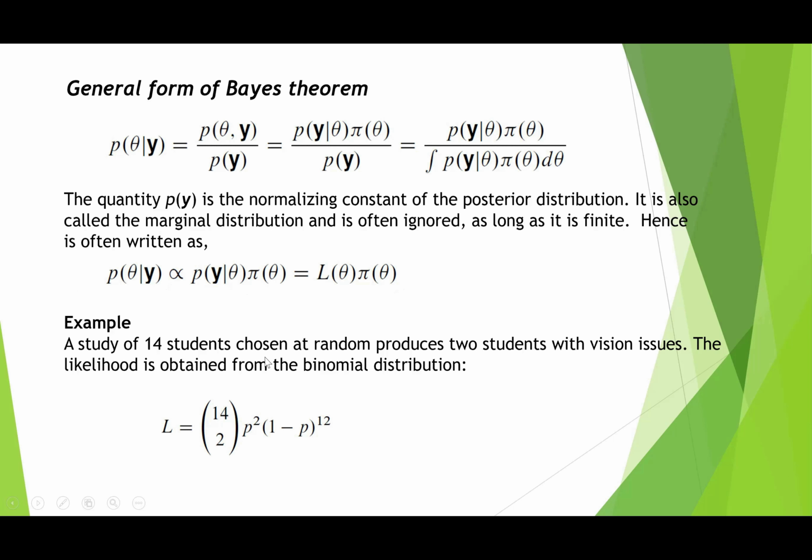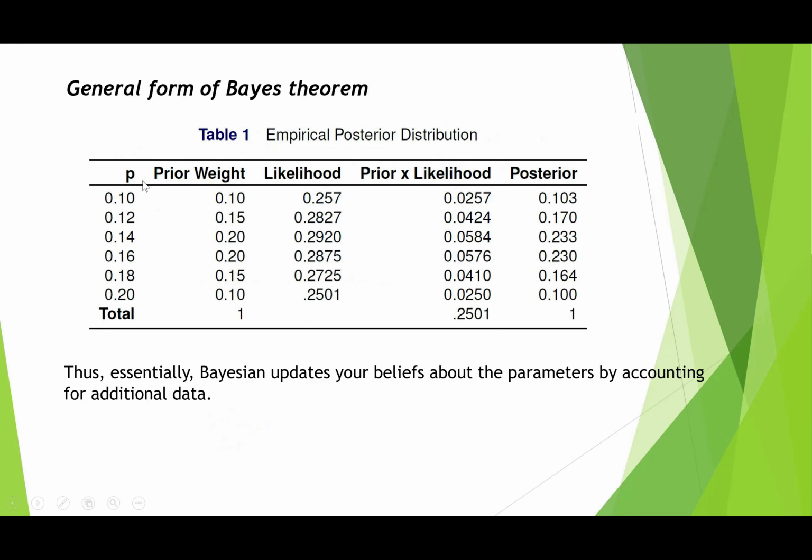As an example, consider a study of 14 students chosen at random, which produces 2 students with vision issues. The likelihood of this situation is obtained from the binomial distribution using the binomial formula nCr p^r q^(n-r). Now, suppose for a set of given values, we assign prior weights, that is, our belief about the possible values of p in advance. So here we center our population around the p-value of 0.15, and these are the successive probabilities we think it could be. The likelihood can be obtained using the binomial distribution formula.